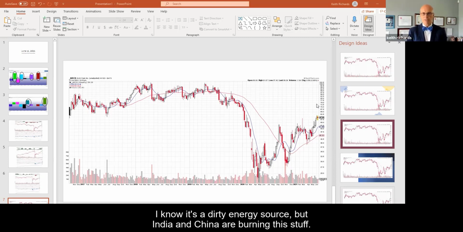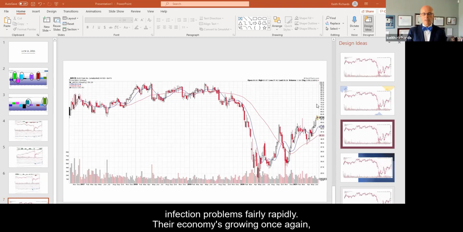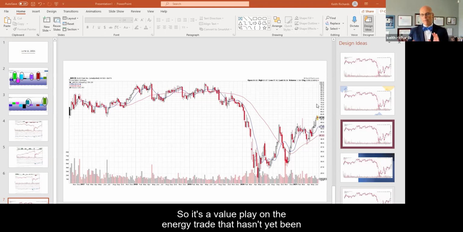I know it's a dirty energy source, but India and China are burning this stuff, and you can't fight the facts. If they continue to expand as they have moved out of COVID, well, not India, but China has definitely moved out of the COVID infection problems fairly rapidly. Their economy is growing once again, and their need for energy is there. So they are definitely potential buyers of coal. So it's a value play on the energy trade that hasn't yet been recognized.